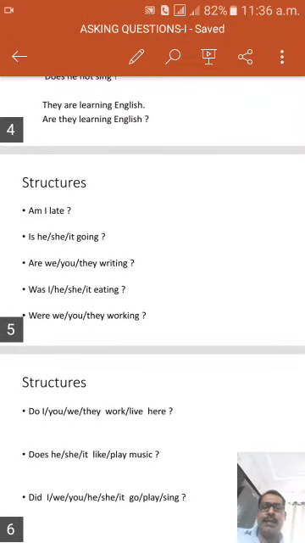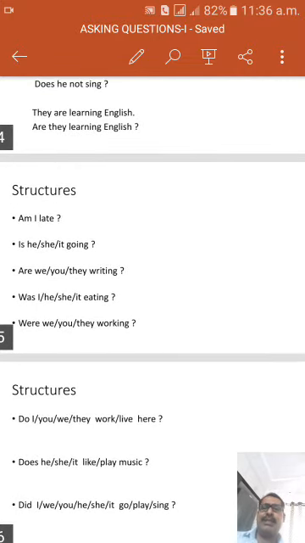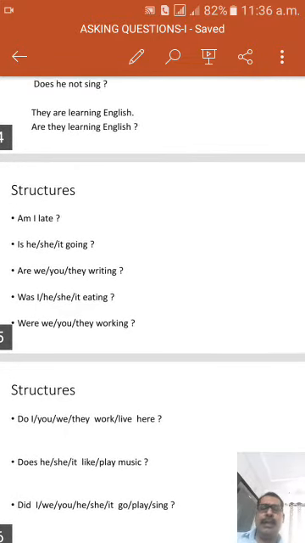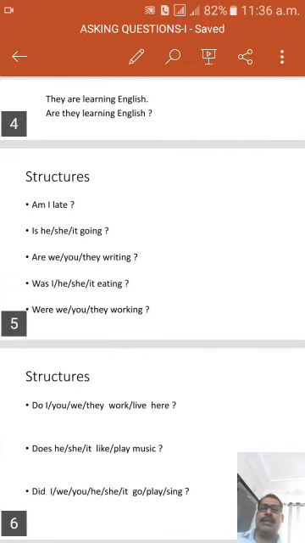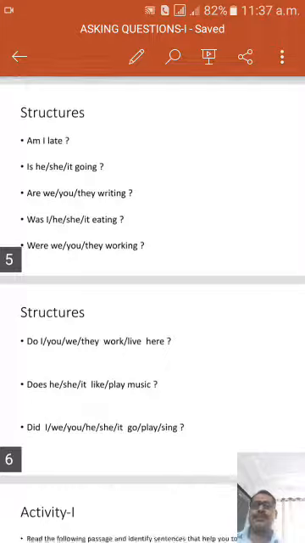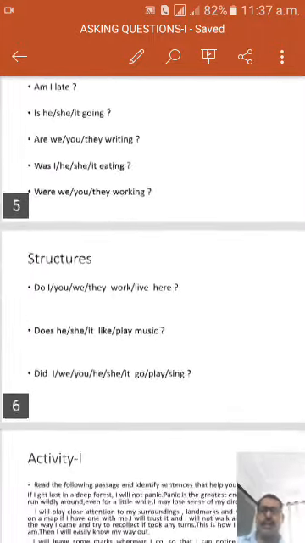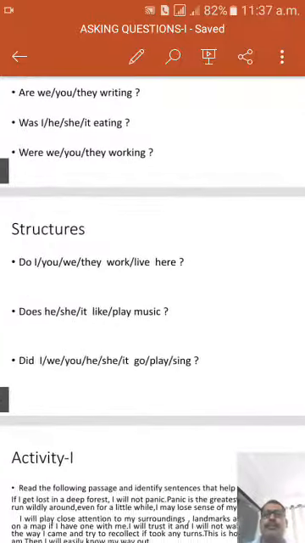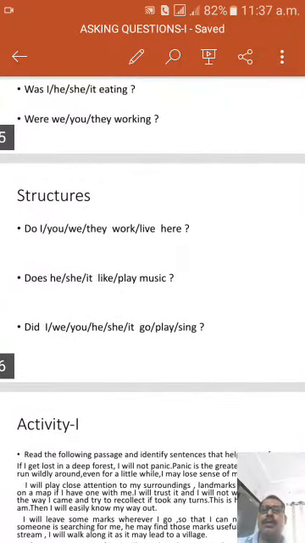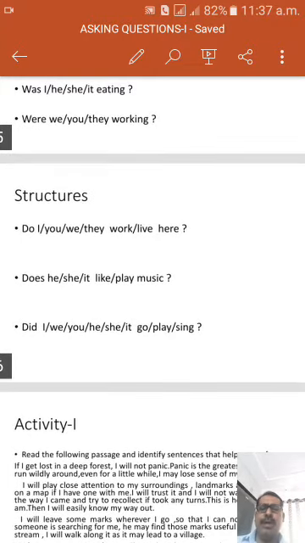Am I late? Present tense. Is he going? Present tense. Are we writing? Present tense. Was I eating? Past tense. Were we working? Past tense. Let us examine some more structures. These structures are starting with do, does, did.